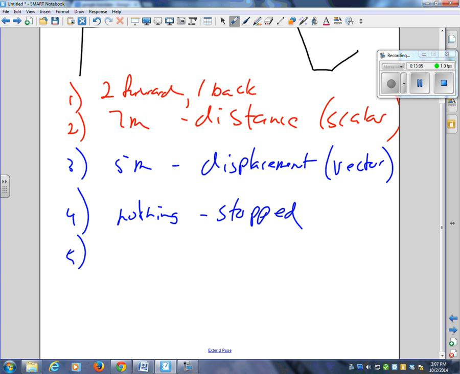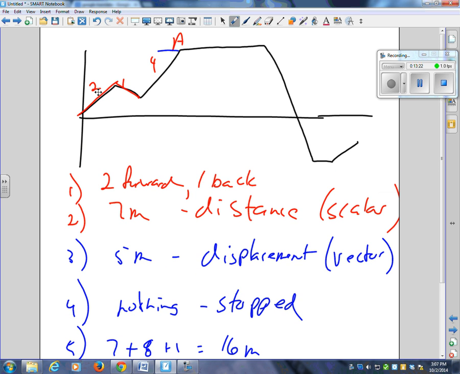Well, we've already gone 7, and then we go from 5 down to -3, so that's 8 more, and then back up to -2, and then another +1. I get 16 meters total. Is that what you got? Right? Because you go 2 forward, 1 back, 4 forward is 7. So then the negatives you have to count in. We're talking distance. We're talking your speedometer on your car.